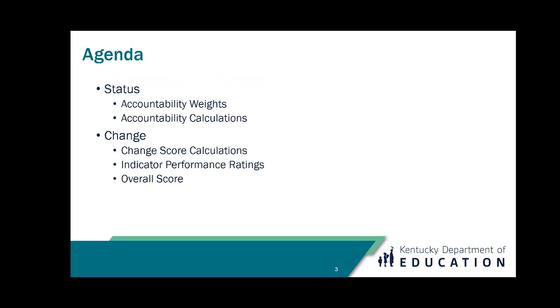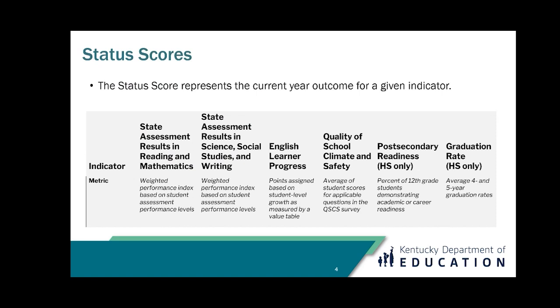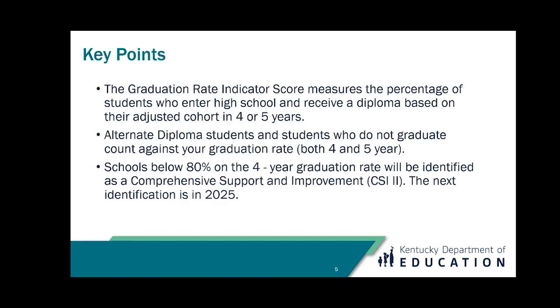In this training, I will provide you with an overview of the status component of the graduation rate indicator, including accountability weights and calculations. Then we will discuss information about the change component, including change score calculations, indicator performance ratings, and overall score. Status is defined as current year performance on the metrics used for that indicator. Later in this training, I will demonstrate how to configure the status for the graduation rate indicator.